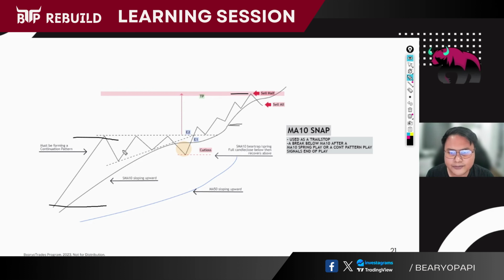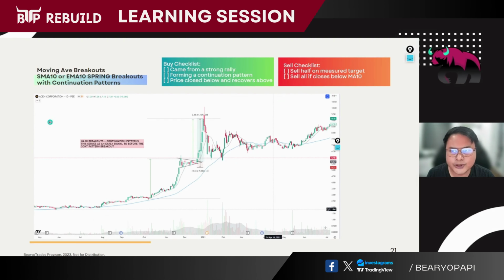Ngayon, pag naka-complete mo na yung position mo and nag-materialize siya, sell half ka on your measured target, pwedeng rally target, pwedeng pattern target. So, ganun. Ngayon, sell half ka dyan, then sell all on the MA10 snap. So, pag nag-snap yung price below MA10, that's when you will close your position. So, ganun.